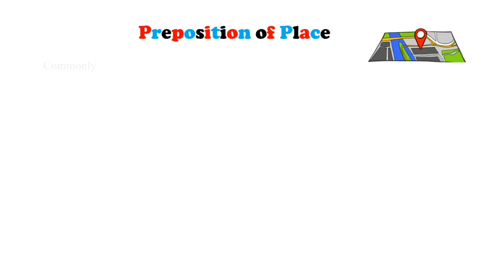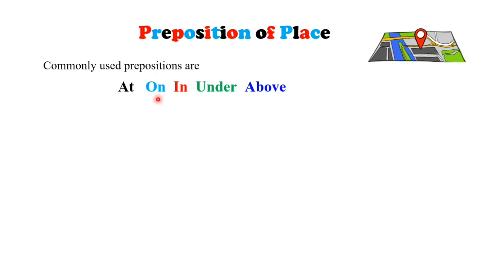A preposition of place, however, all of you know, commonly used prepositions are at, on, in, under, above. As I have already told, at, on, in, these three prepositions are used for specifying times, and these are also used for specifying place. So how they are used, how they are different, let us discuss.